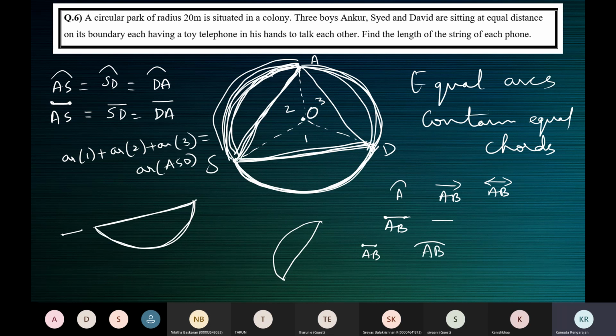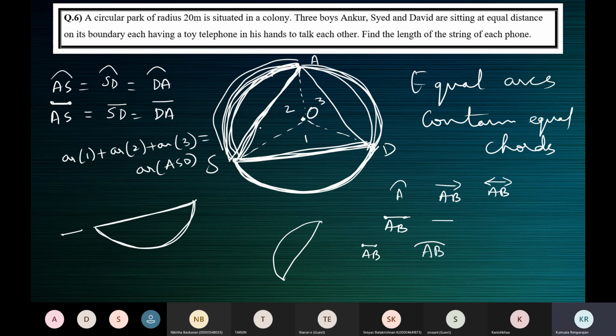AS is the length of the string between A and S, that is between Ankur and Syed. They're playing, right, with a toy telephone. Each of them has a toy telephone, so there's a string connecting the phones. AS is the length of the string between Ankur and Syed, SD is the length of the string between Syed and David, and AD is the length of the string between Ankur and David.